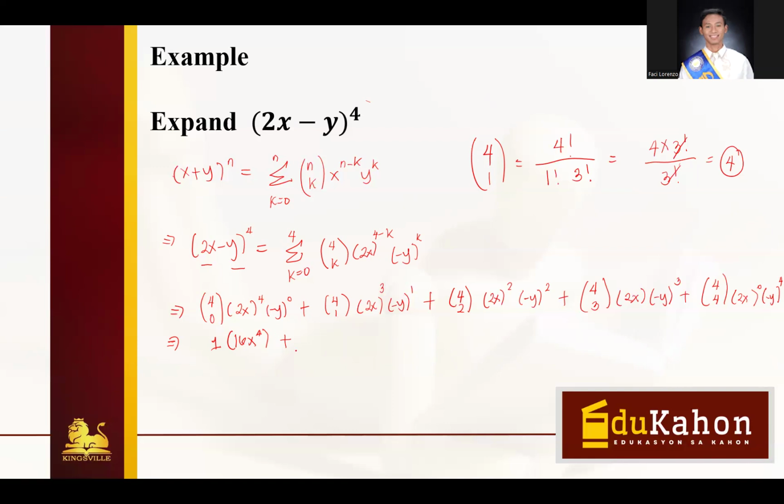Now we also have here 4 multiplied by 2x cubed. We know that 2 raised to 3 is 8 and x raised to 3 is x cubed multiplied by the value of negative y raised to 1. And we know that negative y raised to 1 is just negative y. Okay? Plus, we have 4 taken 2. So, if we try to change this one. It's okay. Let's have 4 taken 2 for your third term.